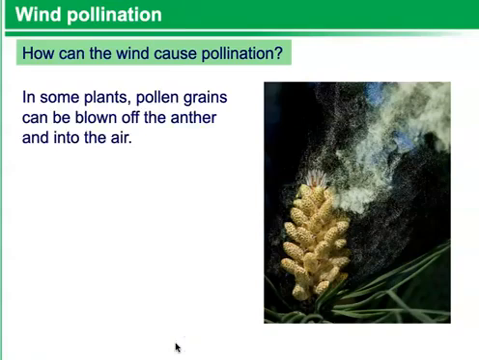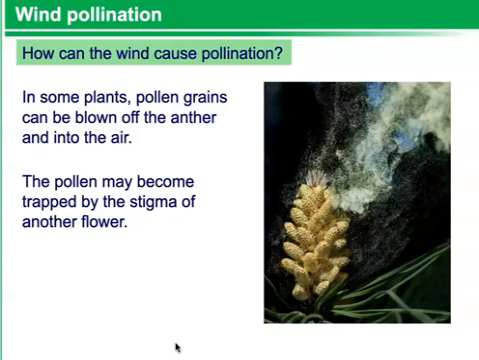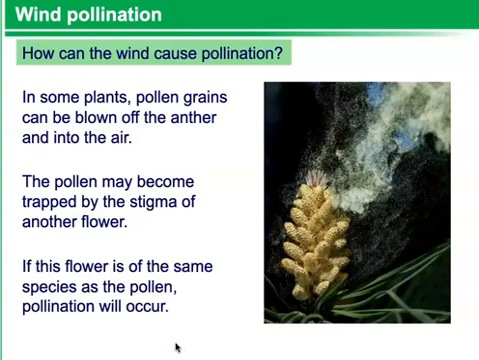In some plants, pollen grains can be blown off of the anther and into the air. The pollen may become trapped by the stigma of another flower. If this flower is of the same species as the pollen, pollination will occur. Oftentimes, this is the type of pollination that causes people to have allergies in the spring and in the fall.